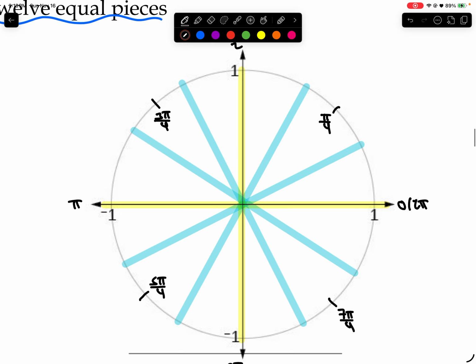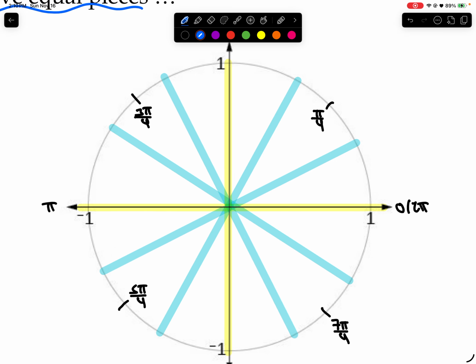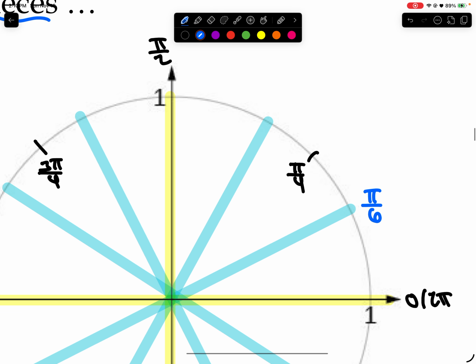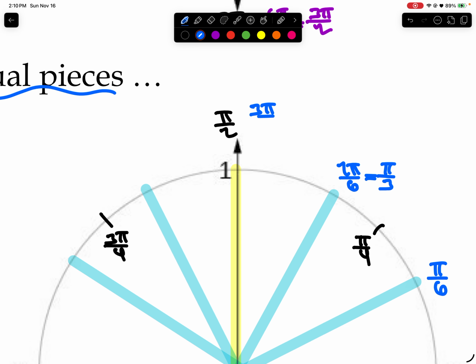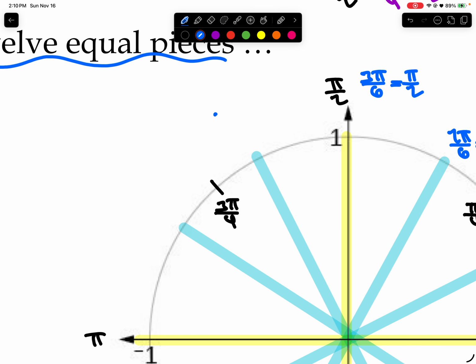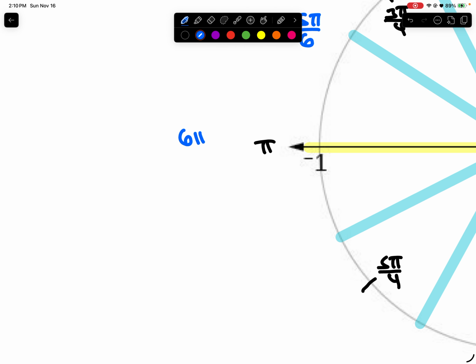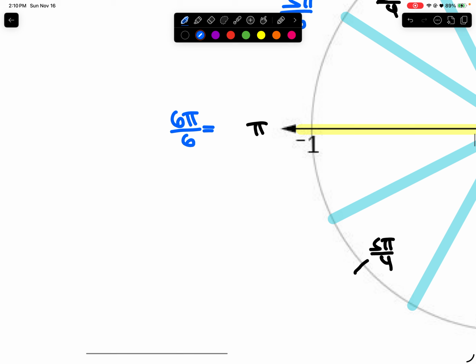So now each of these spokes we're going to count by pi over 6. So this is going to be 1 pi over 6. And then 2 pi over 6, which is pi over 3. And then 3 pi over 6, which is pi over 2. And then 4 pi over 6, which is 2 pi over 3. We have the 3 pi over 4 already, and then we're going to go to 5 pi over 6, which doesn't simplify. And then we have 6 pi over 6, which is just pi.